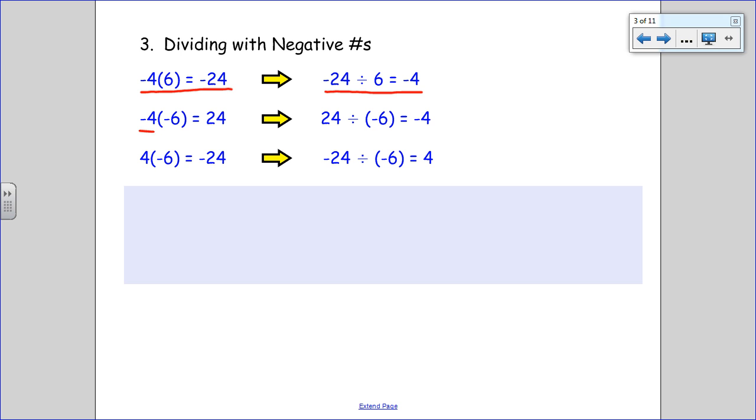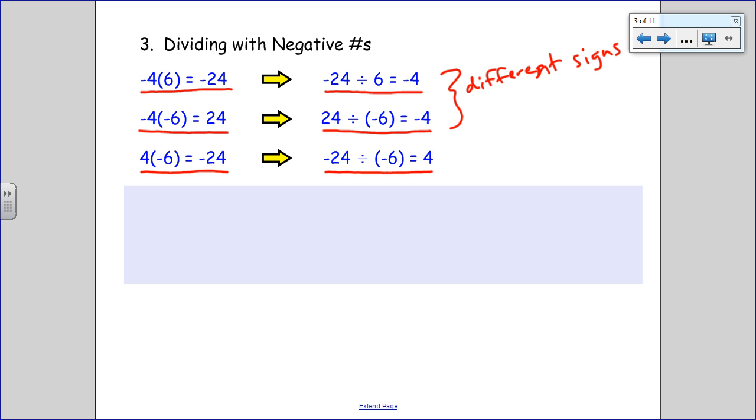Similarly, negative 4 times negative 6 equals 24 has a corresponding division problem of 24 divided by negative 6 equals negative 4. And 4 times negative 6 equals negative 24 has the corresponding division problem, negative 24 divided by negative 6 equals 4. What can we conclude from these answers? Notice that in the first two cases, our division problems each involved numbers of different signs. One positive divided by one negative. And the answer was negative in both cases.